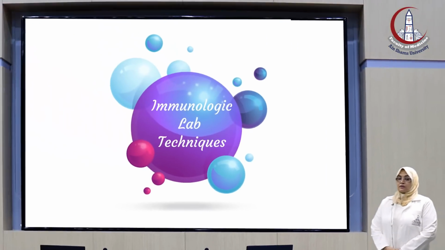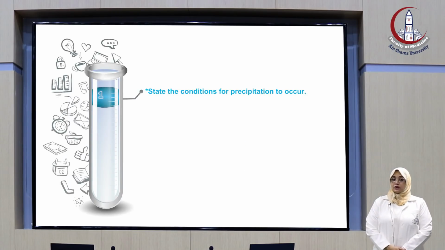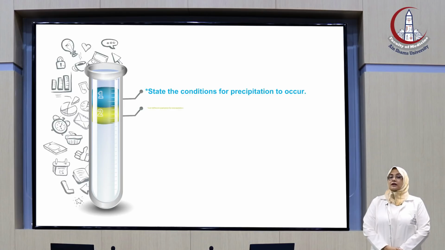Hi everybody, this is the second chapter in the basic Immunology Lab Techniques. By the end of this chapter, the student is expected to be able to state the different conditions for precipitation to occur. Last time we studied agglutination. This time we are studying many other antigen-antibody reactions, one of which is precipitation.